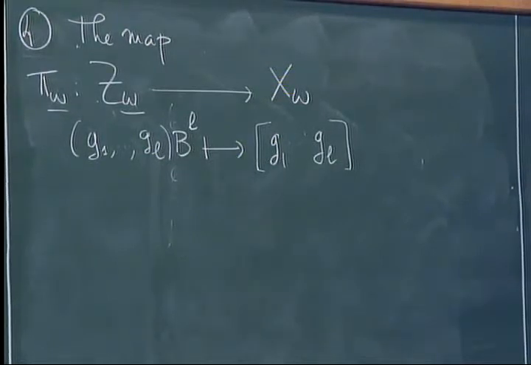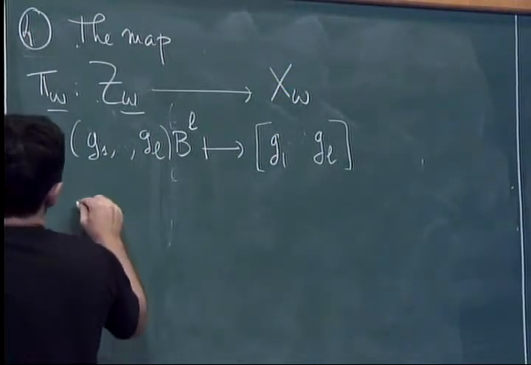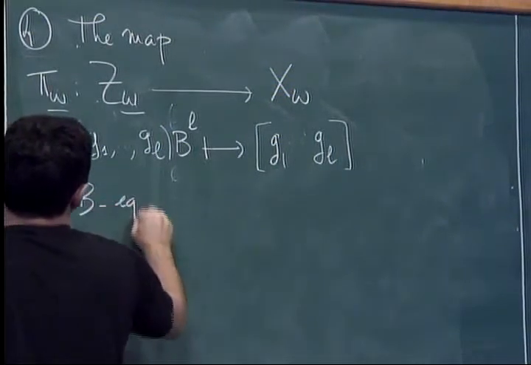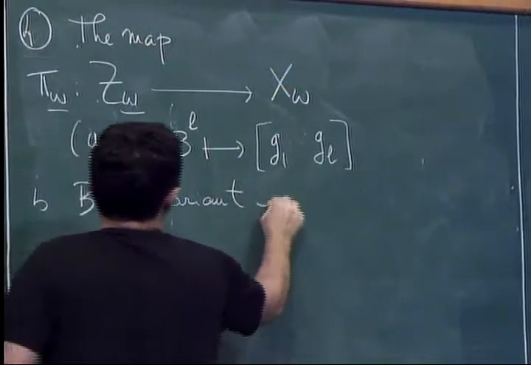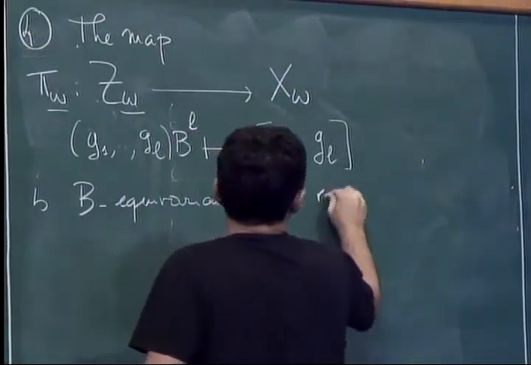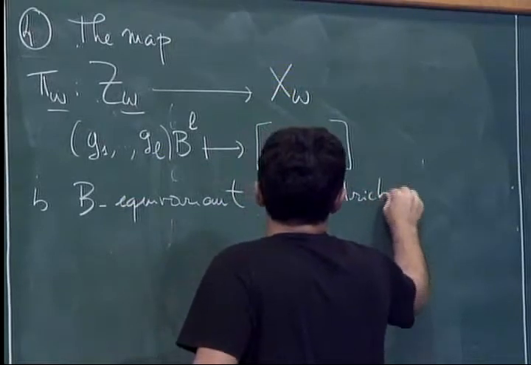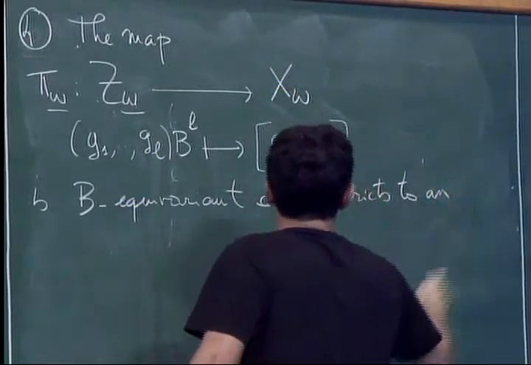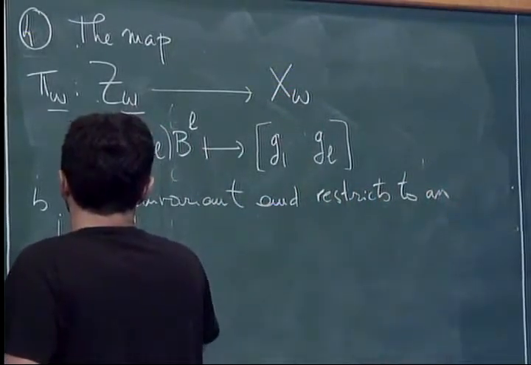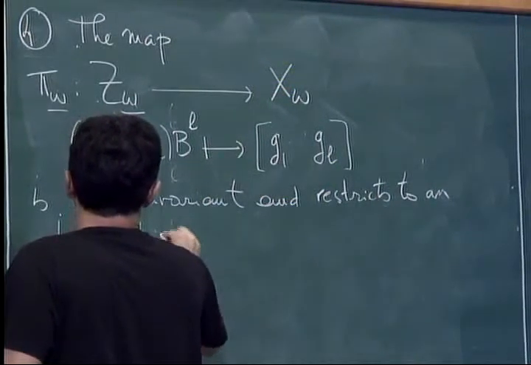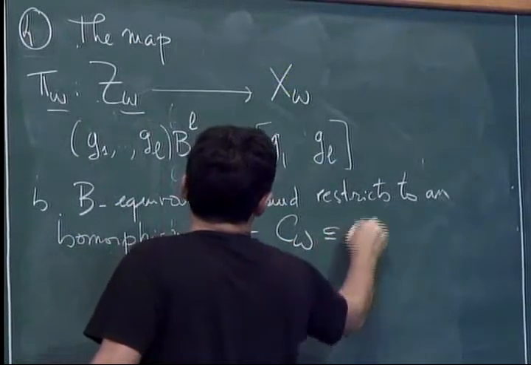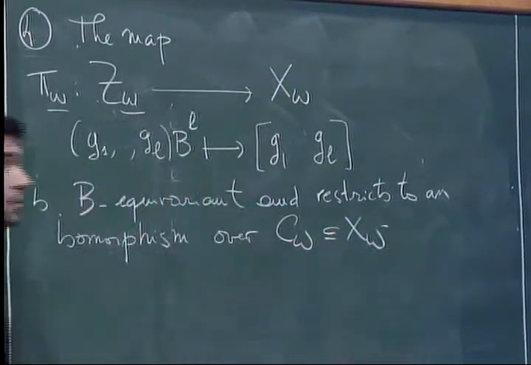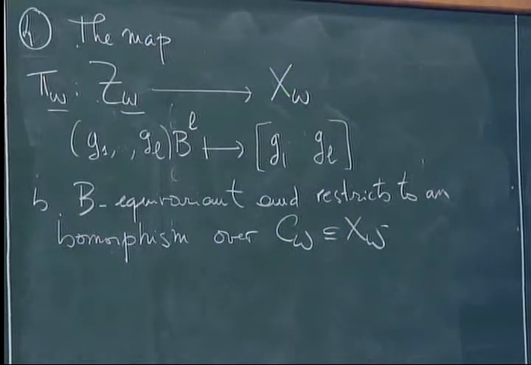So this is B equivariant again, and restricts to an isomorphism over the Bruhat cell. So you get a resolution of singularities of the Schubert variety.